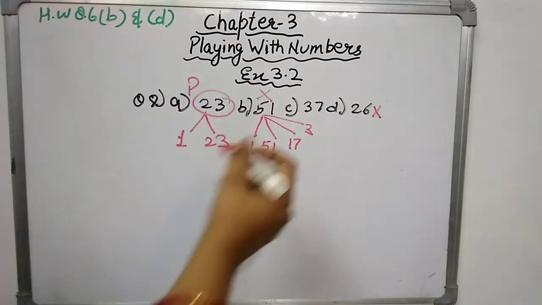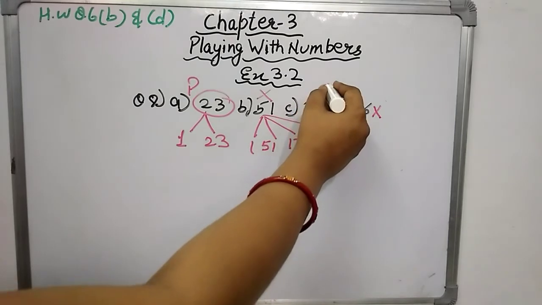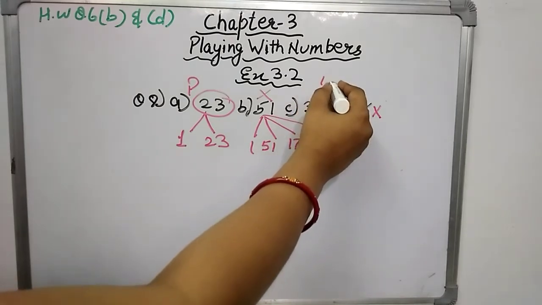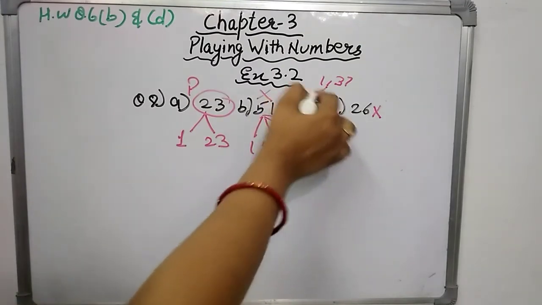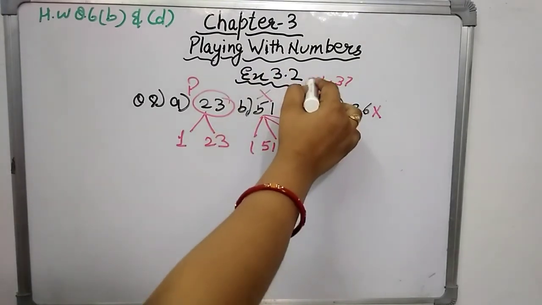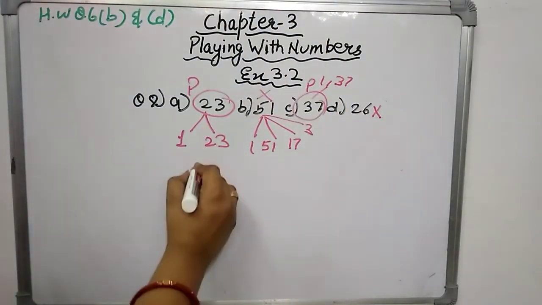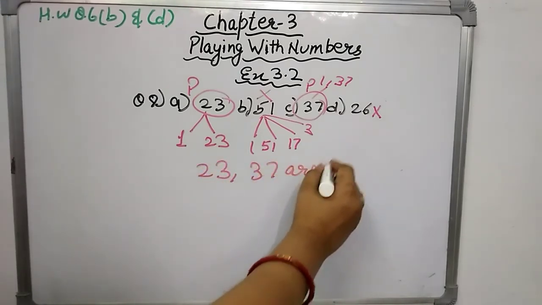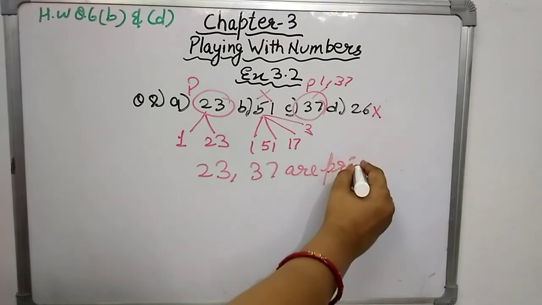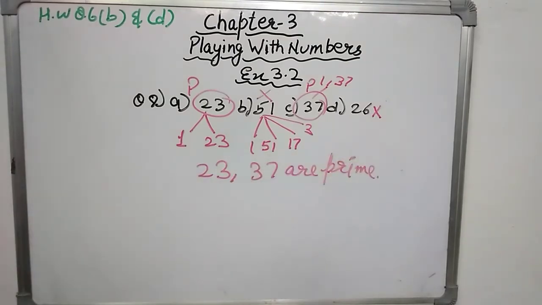Similarly, we will see for 37. Factors of 37: 1 and 37. There is no other number that can divide 37. So this 37 is also a prime number. You can say 23 and 37 are prime numbers. Alright. Question number 9.